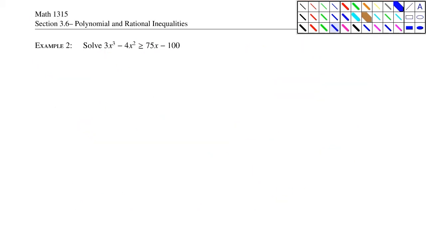Example number 2. Solve 3x cubed minus 4x squared is greater than or equal to 75x minus 100. So step 1 is to get everything on one side and have a 0 on the opposite side. So I'm going to move the terms on the right to the left, and they come over as a negative 75x and a positive 100.